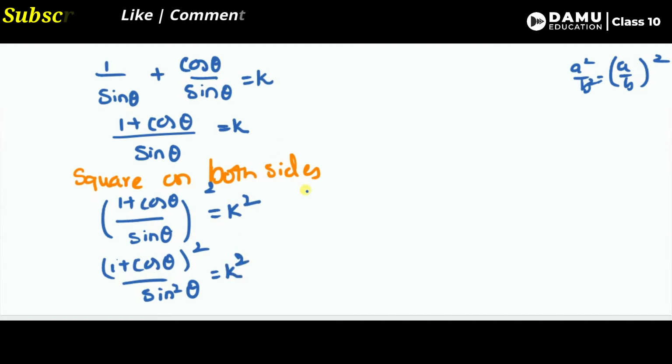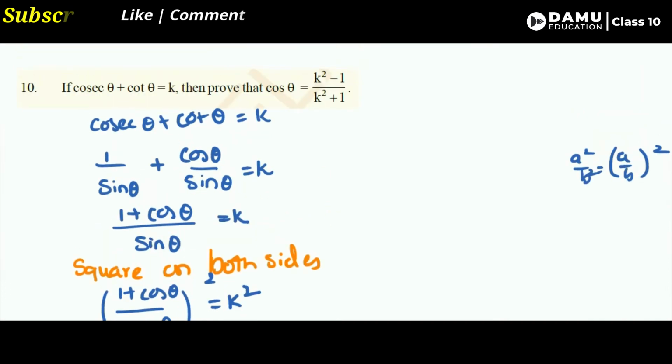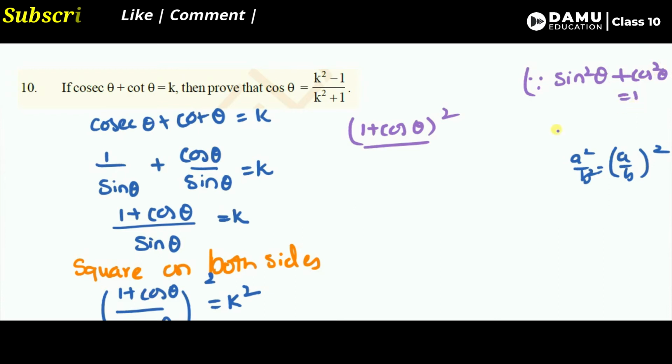So let's extend this. 1 plus cos theta whole square, keep it like that only. Sine square theta you can write in another format. We know sine square theta plus cos square theta will be equal to 1. Then sine square theta will be equal to 1 minus cos square theta from trigonometric identities. That implies sine square theta you can write as 1 minus cos square theta, that will be equal to k square.